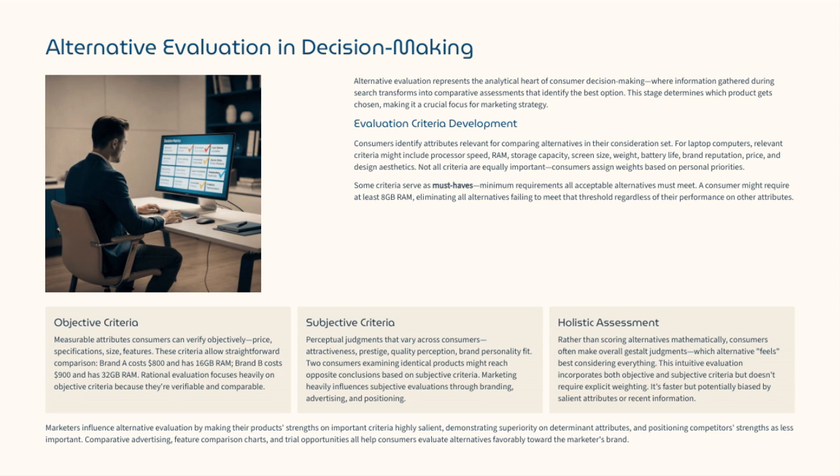On the other hand, objective criteria are measurable attributes that consumers can verify easily: price, specifications, size, features. Rational evaluation tends to focus on these because they're straightforward to compare. For example, one laptop might cost $800 with 16 GB RAM, while another costs $900 with 32 GB RAM. From a purely objective standpoint, these are clear differences.